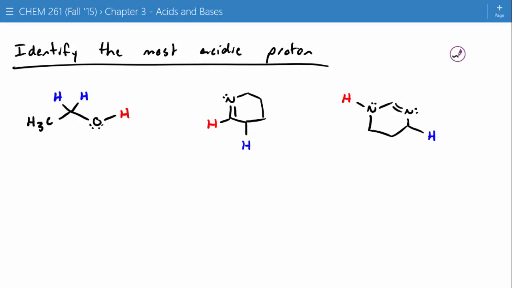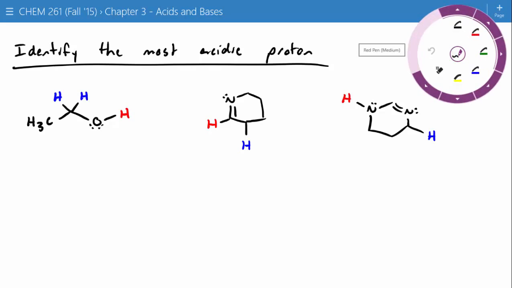Do I have any volunteers for the first one to explain red versus blue? What do you think? The red, because O is more electronegative than carbon. Yeah, exactly. If we remove that red proton, the negative charge is on the more electronegative oxygen atom. So in this case, electronegativity wins.